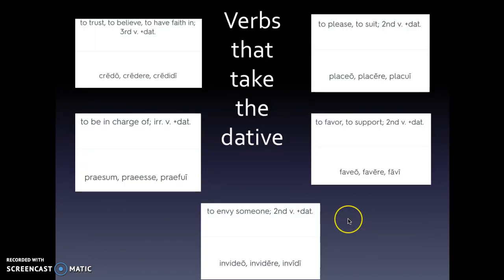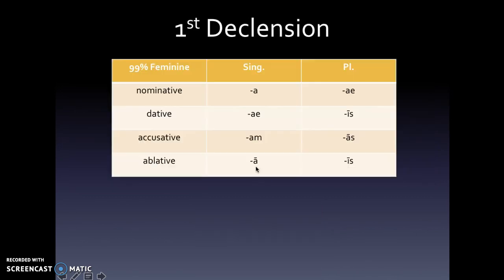Back to those datives and how sometimes they can be a direct object. In your flashcards, I indicate that with a plus dat. That's how it's also listed in the book. It is worthwhile to take your time and write these down and just review them occasionally, especially the night before a test. Because if you see a dative that is going with credo or praesum or placeo, faveo, invideo, or any others that say plus dat, they're going to be your direct object, not your indirect object.